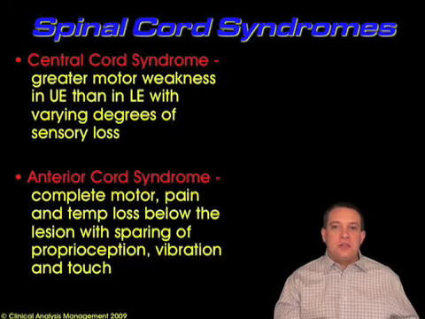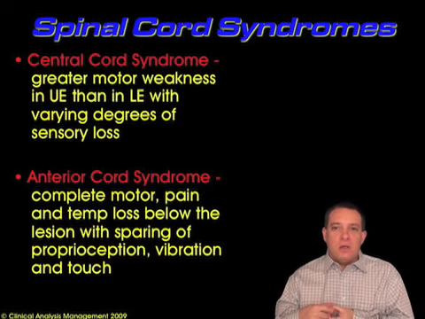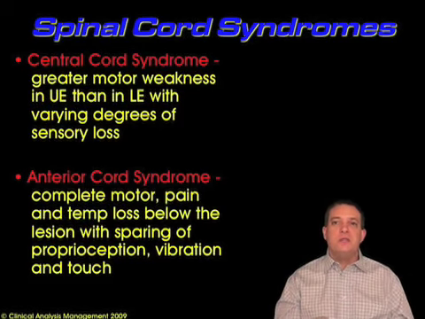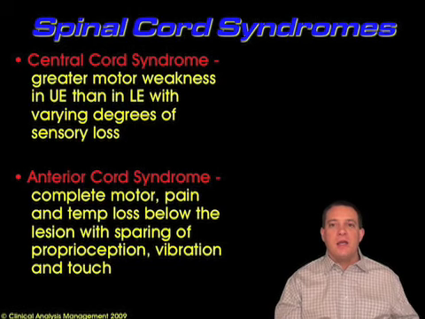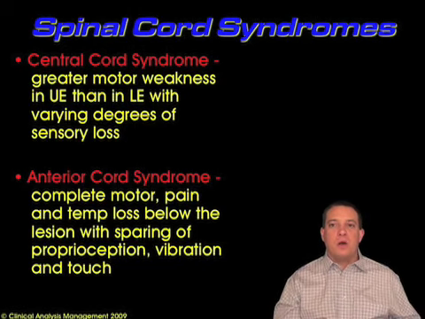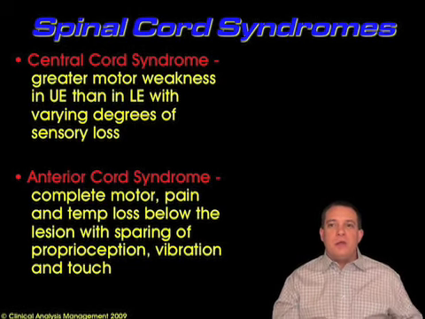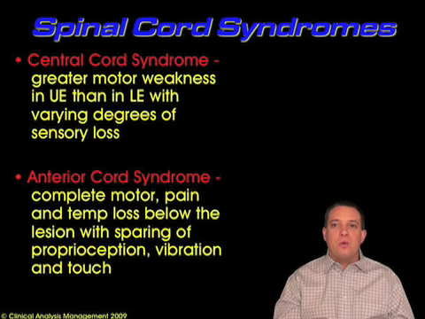Central cord syndrome would be if I lost the middle lumen of my cord. Usually we see that with something like an arterial embolism in one of the spinal cord arteries. When we lose the central part of the cord, that little part in the middle, the patient has greater motor weakness in their upper extremities than in their lower extremities.